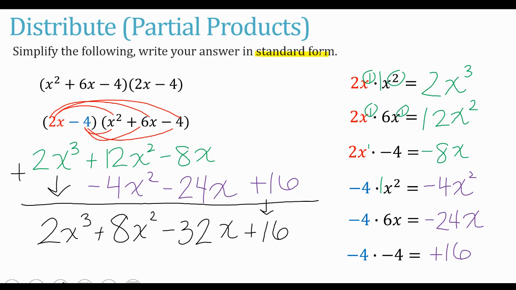Okay, last step, we have to make sure we're understanding what our question was asking us. So remember, it's asking us to write it in standard form. So let's double check. Are the exponents going from largest to smallest? We have 3, 2, an invisible 1, and this is 0. So we know that we're done. Our answer is in standard form, and that's it.